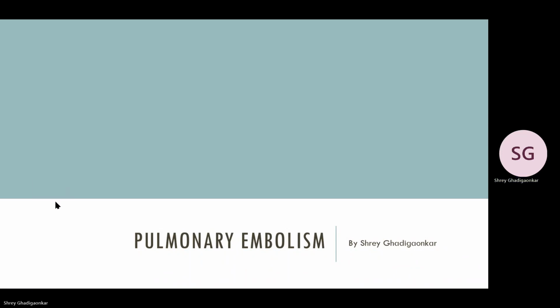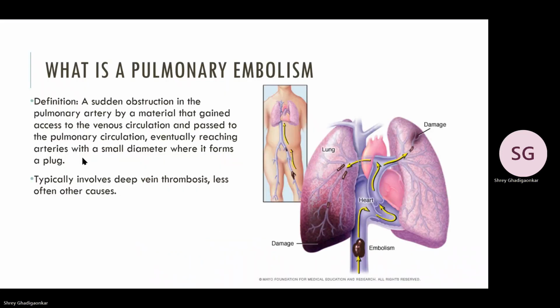So what is pulmonary embolism? It's basically defined as a sudden obstruction in the pulmonary artery by a material that gained access to the venous circulation and passed to the pulmonary circulation, eventually reaching arteries with a small diameter where it forms a plug. This typically involves deep vein thrombosis. So we usually have a DVT, which embolizes.